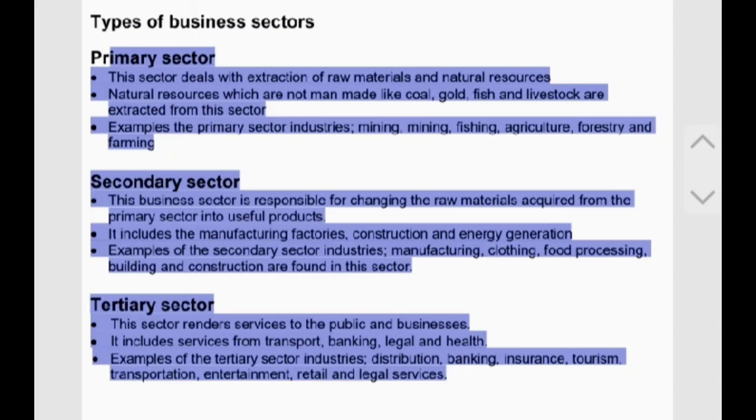Number three. Now I'm giving you the examples. Examples of the primary sector industry: mining, fishing, agriculture, forestry, and farming. Those are the examples.